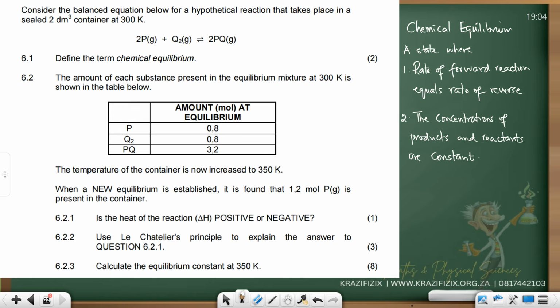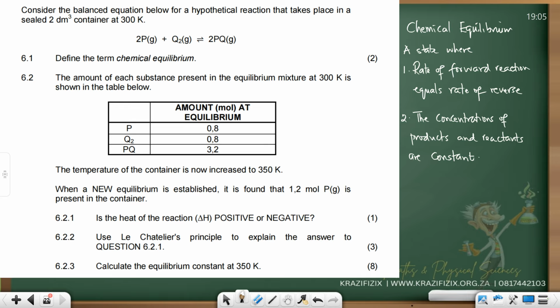All right, what do we know? The amount of each substance in the equilibrium mixture at 300 Kelvin is shown in the table below. The temperature is now increased to 350 Kelvin. When a new equilibrium is established, it is found that 1,2 moles of P is present in the container. Is the heat of reaction positive? Is it exothermic or endothermic? Let's try to determine.